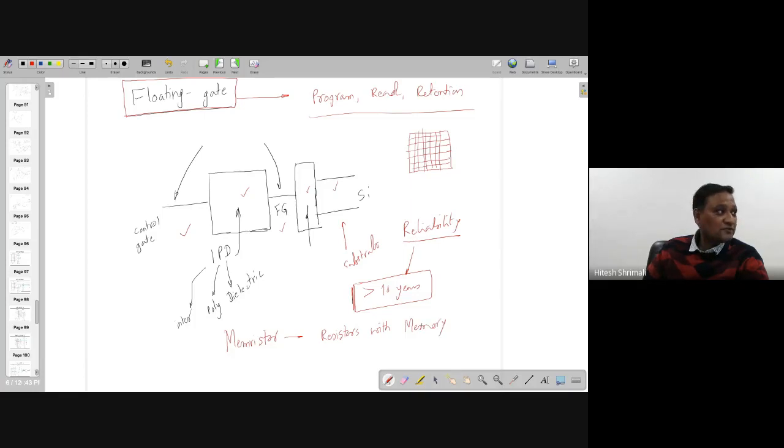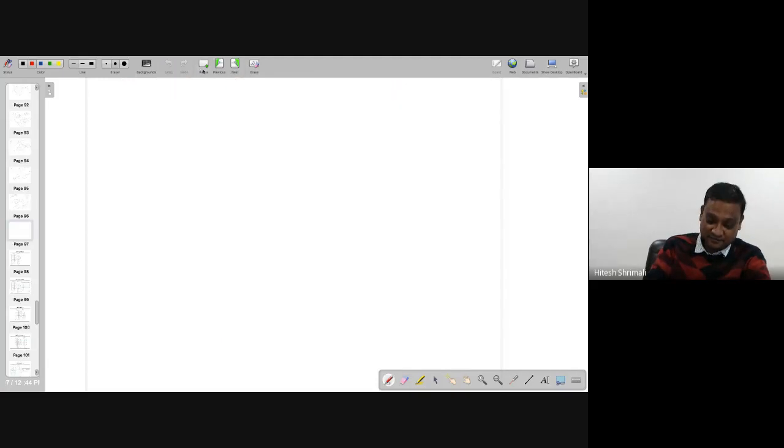Yeah. Memristor, do you know? You heard about this one? No, sir. Not yet. So I suggest you should read about it. It's a new thing. By the way, memristor was on the way. I can talk about it.